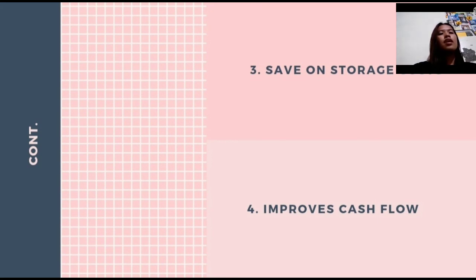So warehousing is often a variable cost, meaning it fluctuates based on how much product you're storing. When you store too much product at once or end up with a product that's difficult to sell, your storage cost will go up. Avoiding this will save you money. So lastly is that inventory management improves cash flow.